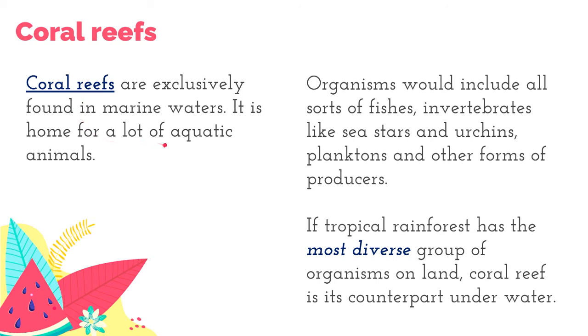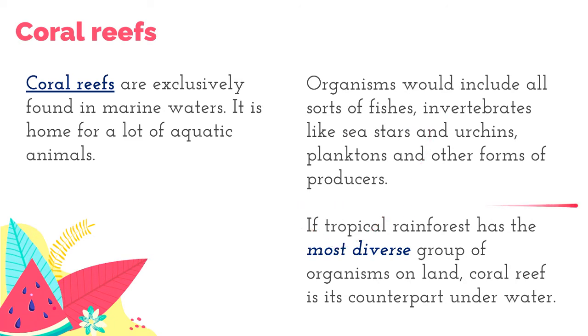Coral reefs are exclusively found in marine waters. This is a home for a lot of aquatic animals. This would include all sorts of fishes or different species of fish, invertebrates, sea stars, urchins, plankton, and other forms of producers.